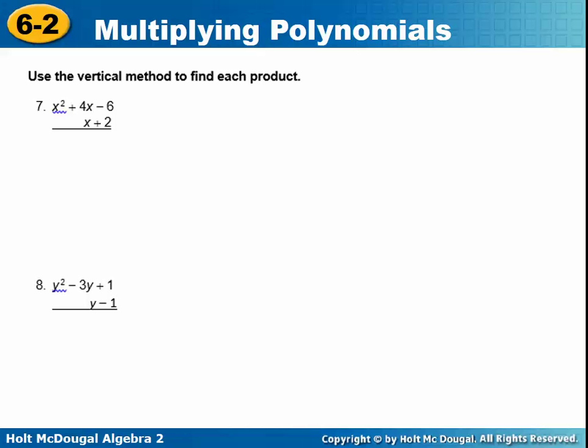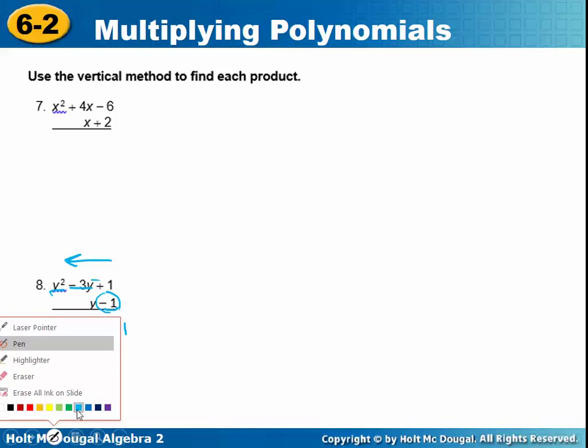Okay, number 7, you'll be asked to do the vertical method. Let's look at number 8. I like to work backwards, like the way we did when we learned how to multiply vertically. I'm going to go negative 1 times 1 is negative 1. Negative 1 times negative 3y is a plus 3y. And negative 1 times y squared would be negative 1y squared, or negative y squared.